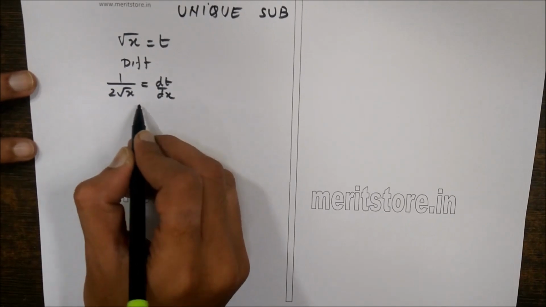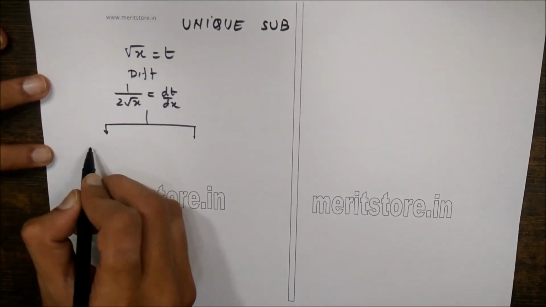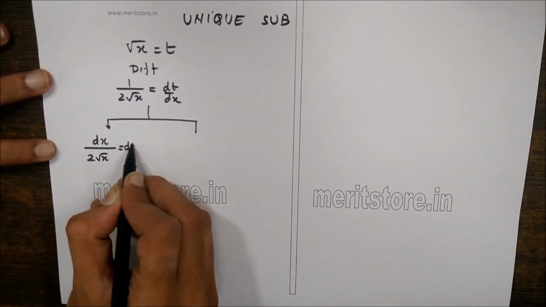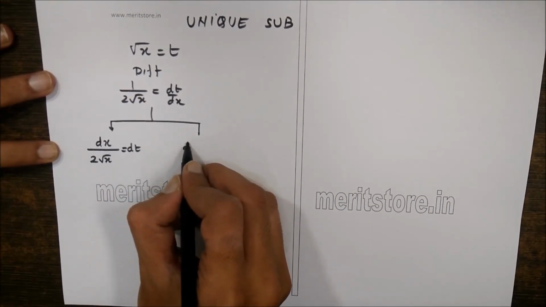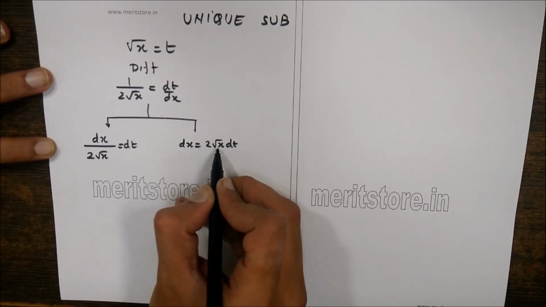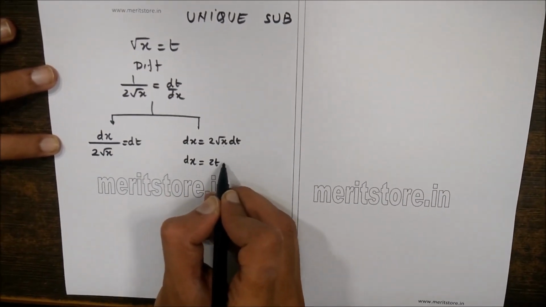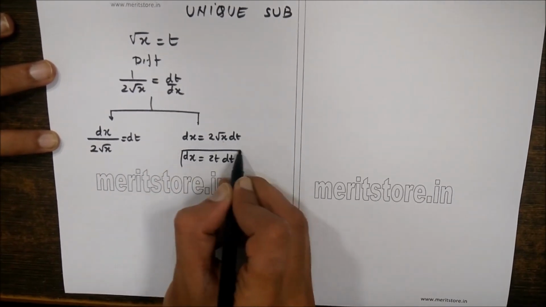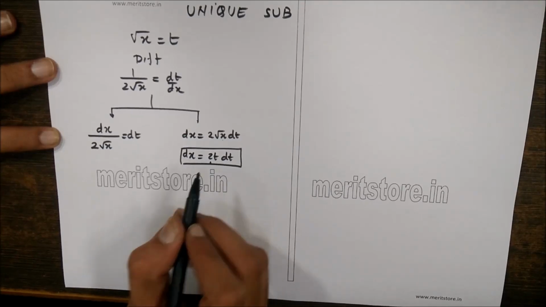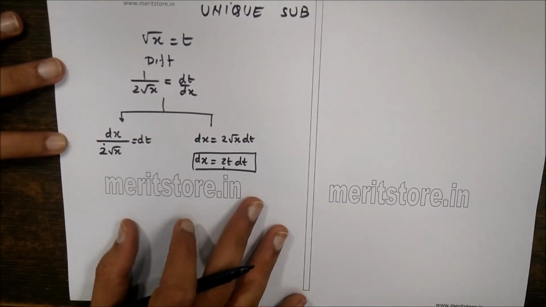Now I can utilize this substitution in two manners. The first manner is, as we always do, writing it as dx upon 2 root x equal to dt. In the second method, I can say that dx is equal to 2 root x dt. If you observe, this root x itself has repeated, so I can say that dx is equal to 2t dt. I can use this as my dx, and I can also utilize the other as my dx, depending upon my situation.